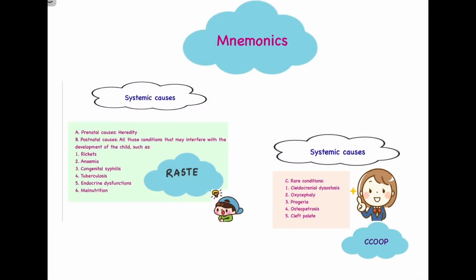Moving on towards the last part of our video, that is the mnemonics, right? So we have discussed two mnemonics in this video. Under systemic causes, we have discussed RASTE as a mnemonic for rickets, anemia, syphilis, tuberculosis, and endocrinal dysfunctions as postnatal causes of tooth impaction. Then we have discussed COP, CCOOP, for rare conditions leading to impaction: cleidocranial dysostosis, cleft palate, oxycephaly, osteopetrosis, and progeria. Right?